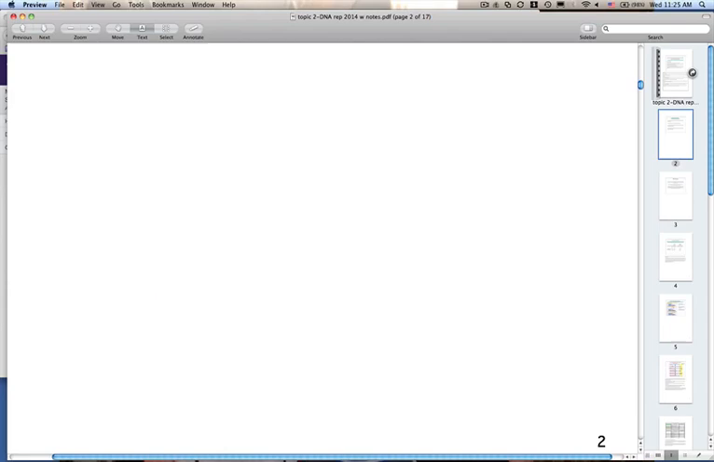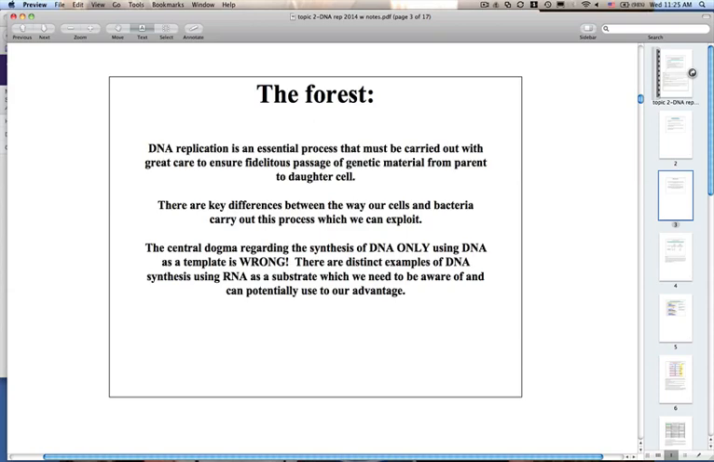Yay! Here we go. Remember how I said see the forest? Here it is. Obviously, DNA replication is exceedingly important and has to be spot on. I'm going to say this so many times, you're going to get a t-shirt printed that says, DNA replication is fidelitous, okay? Fidelitous. It's one of my favorite words. I use it all the time besides fabulous.